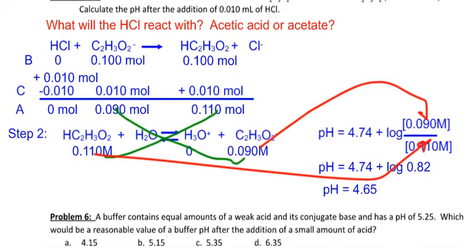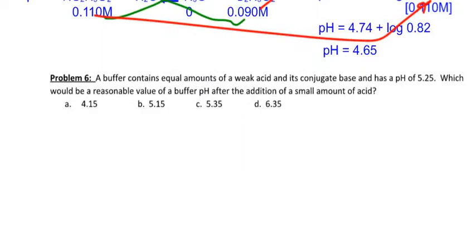All right, let's check out the next one, problem number 6. You work on this one and see what you get. Okay, so hopefully you're able to do a little bit of smarts and cancel out these two, because that's a big jump from 5.25. I hope you figured out that if you add acid, you're going to lower the pH, so your answer is B.